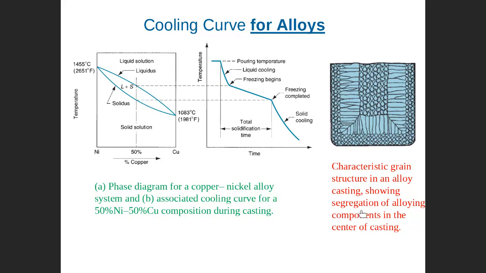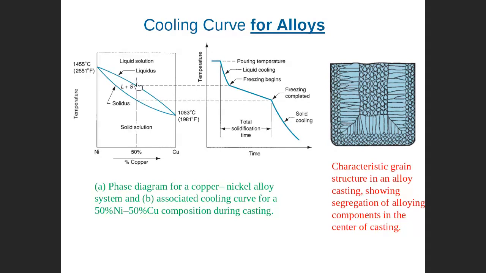Why a range of temperature? Because of two different materials. As long as you use two different materials, one of them has a lower melting temperature and the other a higher melting temperature, so you can see here there is a liquid-solid area. For example, for this alloy, which is 50%, here is a solid area, this is a liquid area, and in between you have the liquid-solid area.